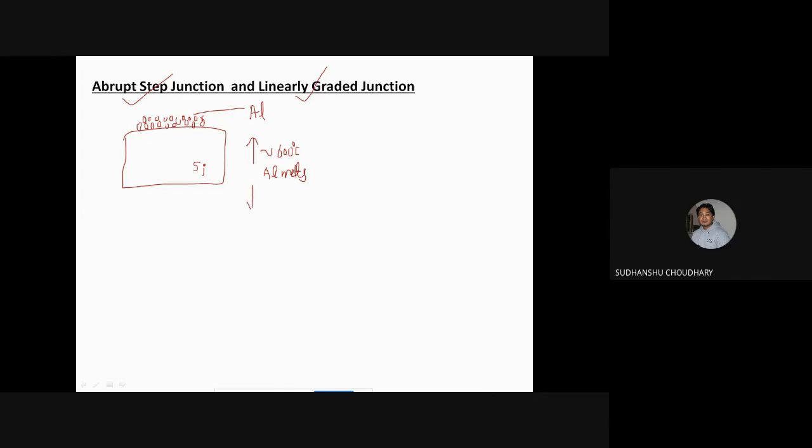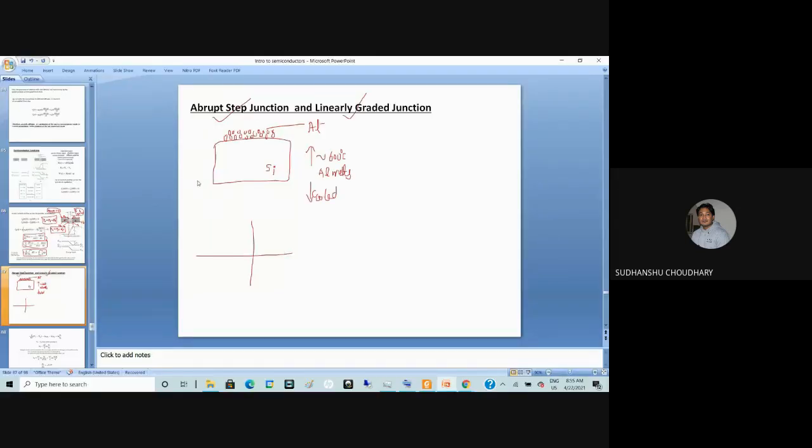slowly cooled, so that we have a uniform distribution of aluminum atoms over the silicon. So this is how the junction is formed, and this is called a step junction. Now in this step junction, what is important to notice is the concentration. So let us continue from here.